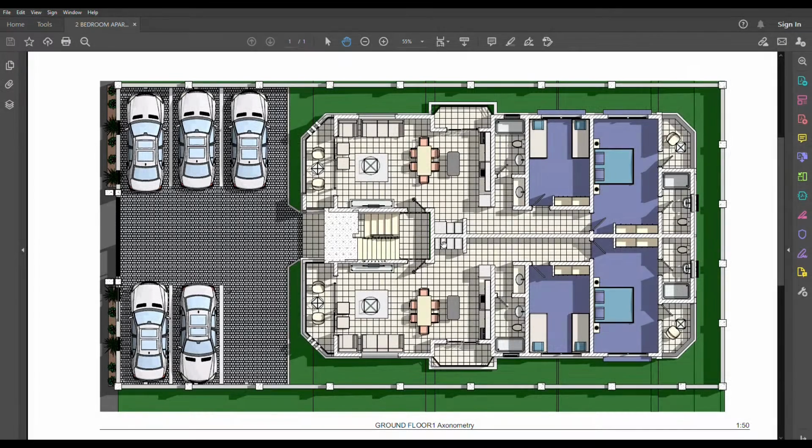So this right here is our plan, as you can see. Yes, this is our plan. If you notice, these things right here are representing the boundary wall.